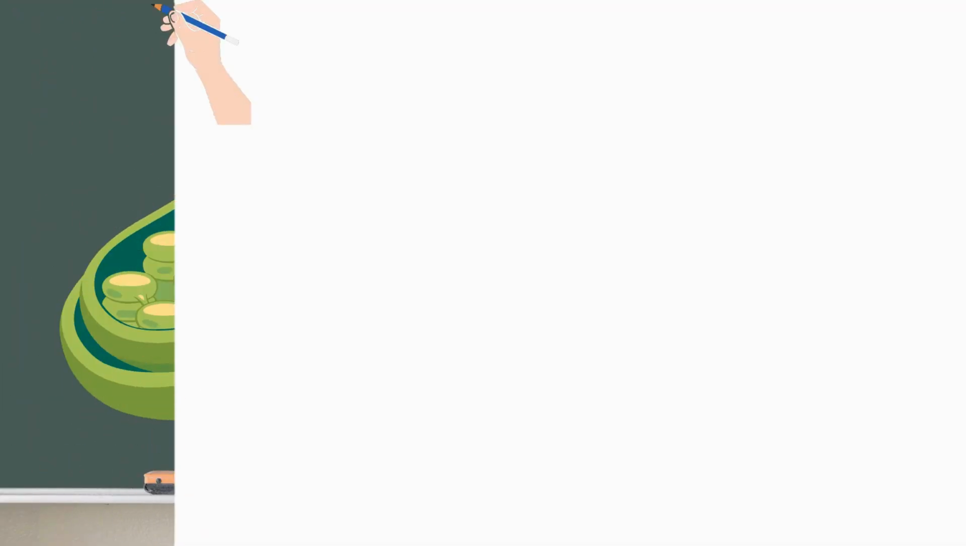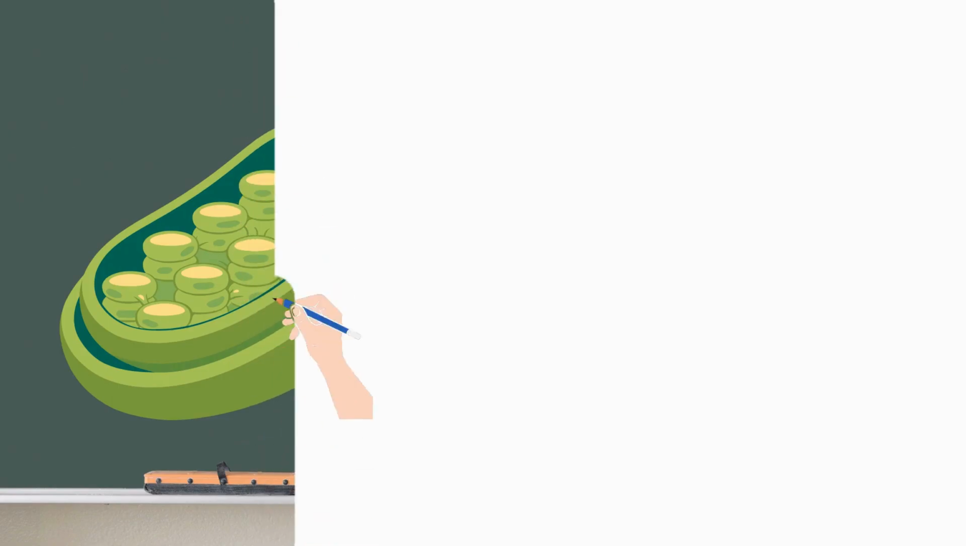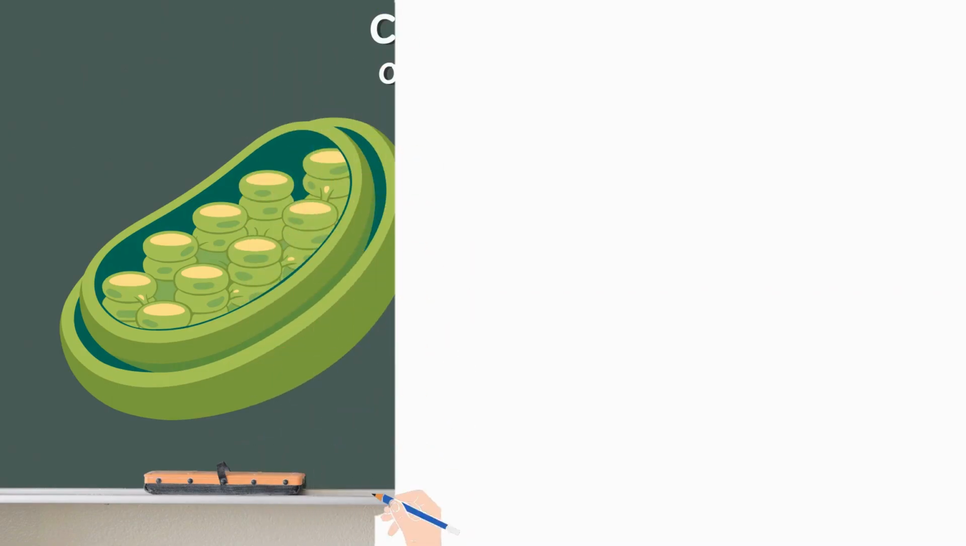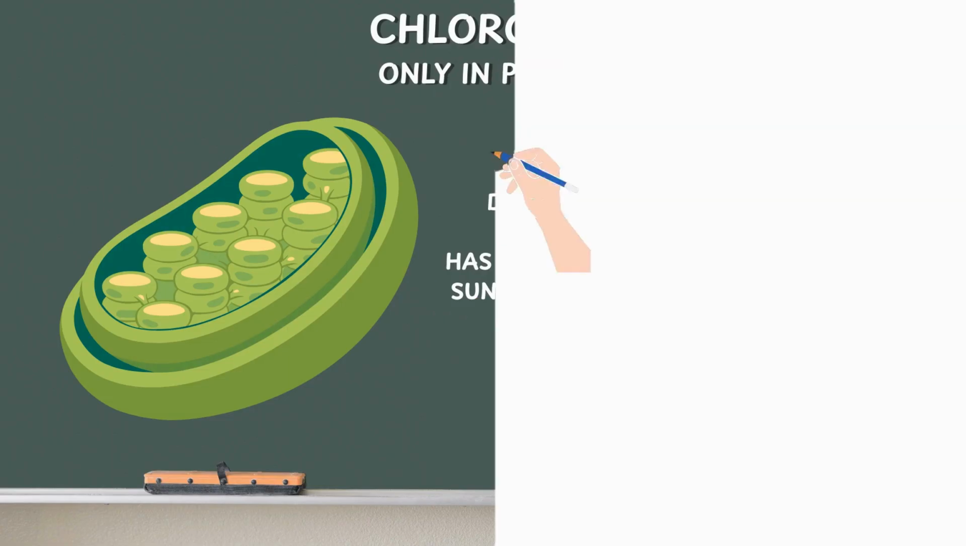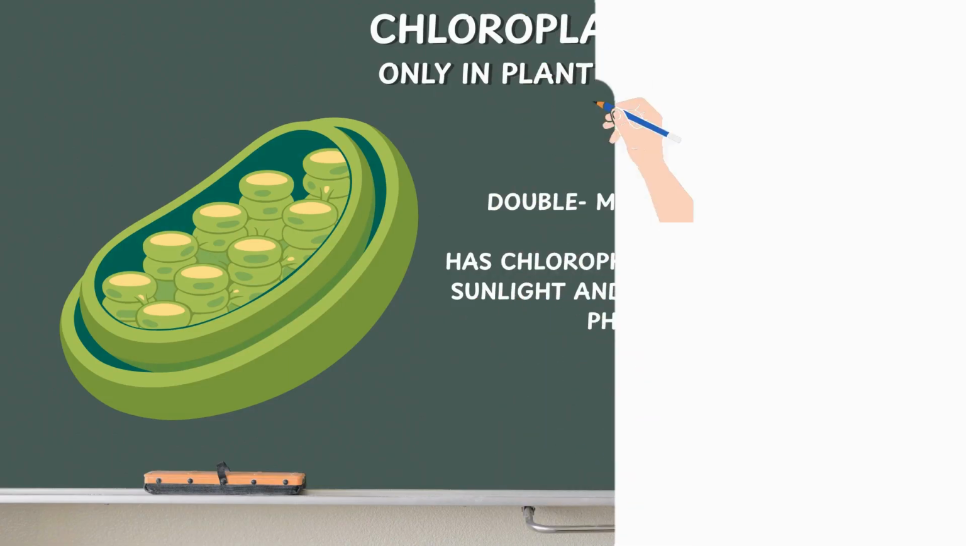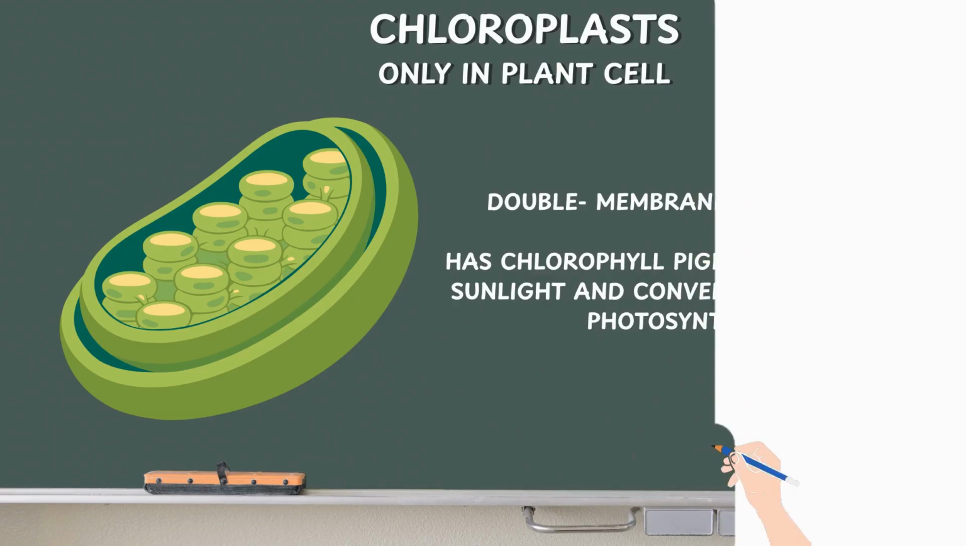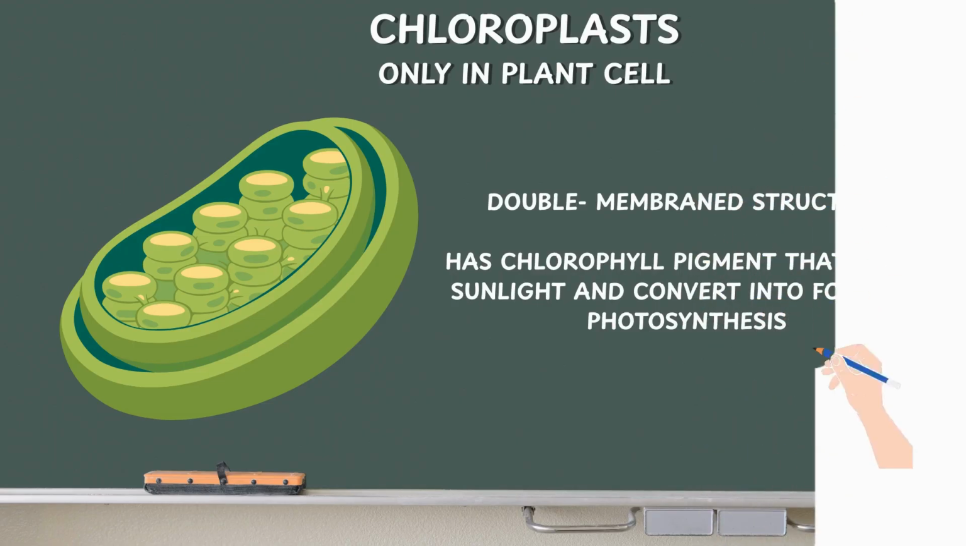Chloroplasts. They are the cell organelles that carry out photosynthesis, the food factories of the plant. They contain a green pigment called chlorophyll, which captures the light energy and drives the reactions of photosynthesis.